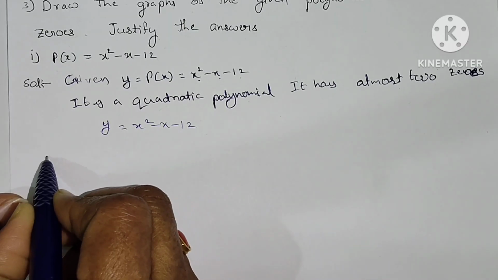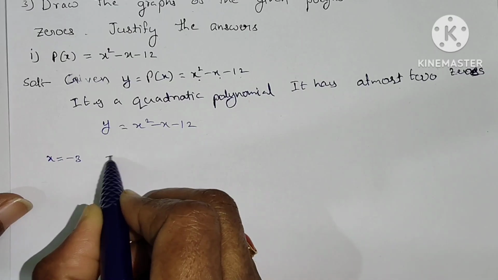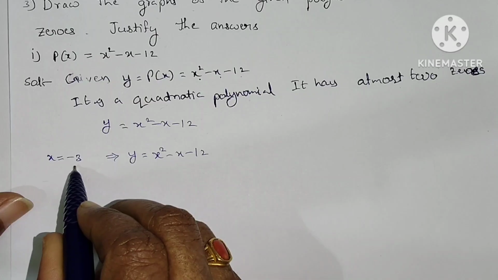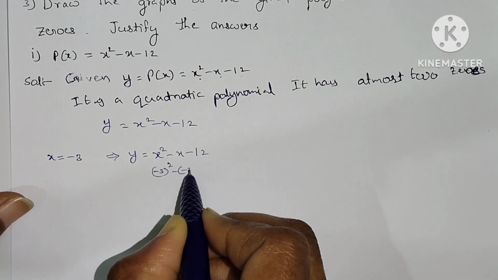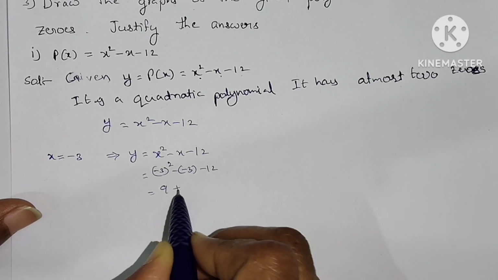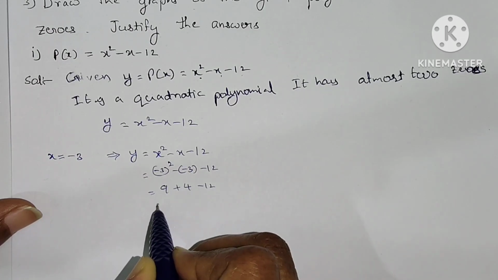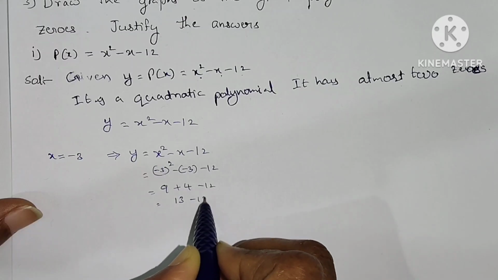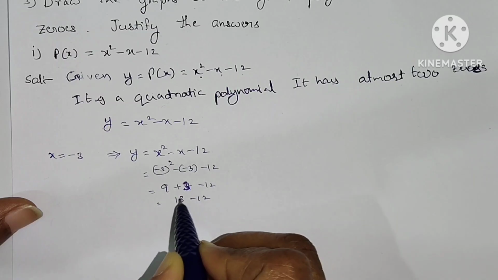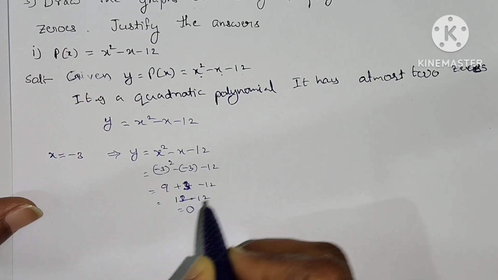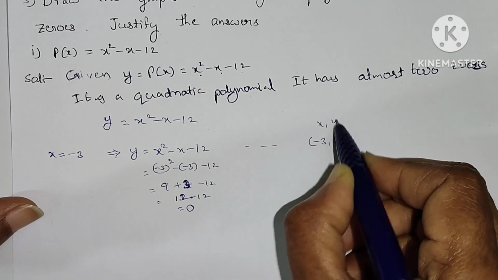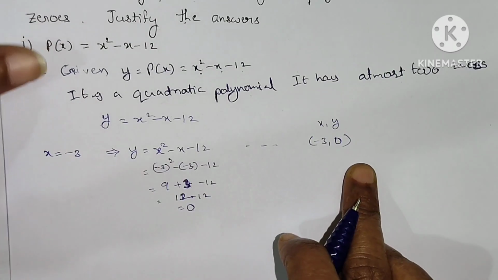So suppose we take x equal to minus 3. Here y equal to x square minus x minus 12. Substituting x equal to minus 3: (minus 3) whole square minus (minus 3) minus 12. So 9 plus 3 minus 12, that equals 12 minus 12, which is 0. So the point is minus 3 comma 0.